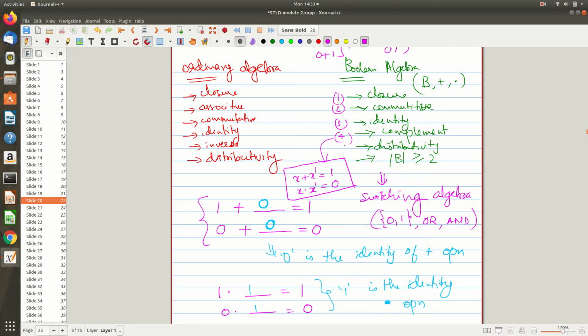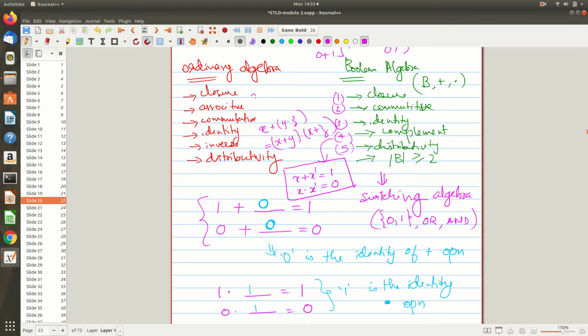Now the last thing is the distributivity. I need distributivity to be true in both directions, that is, take any 3 elements: x plus y dot z should be equal to x plus y dot x plus z. So keep this in mind. Here it says that plus is distributive over dot. This is one requirement I am having.